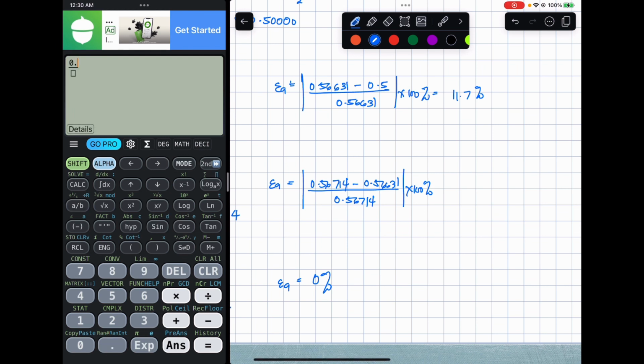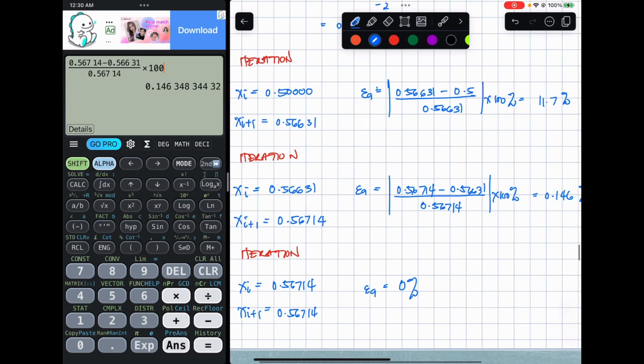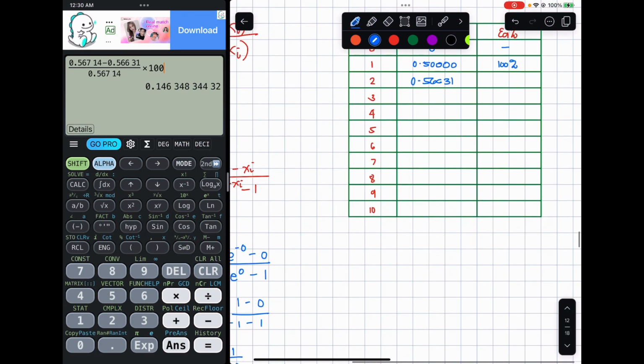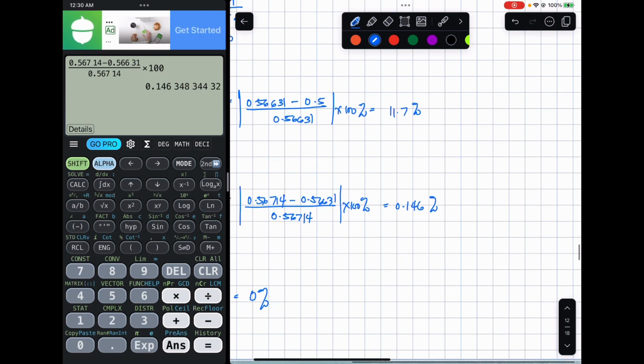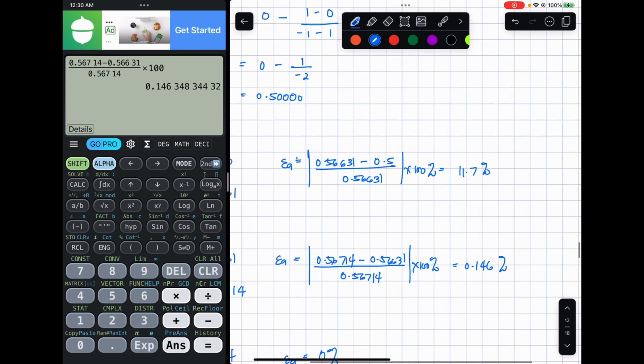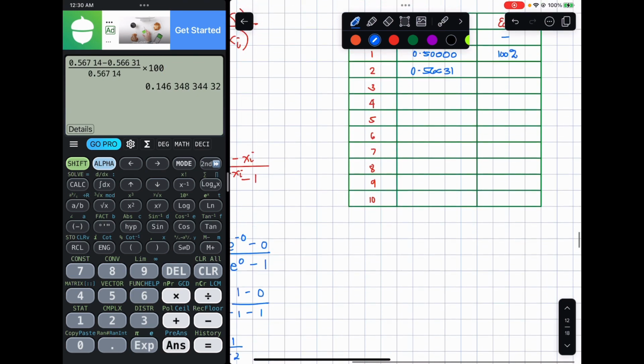So for the other one, 0.56714 minus 0.56631 over 0.56714, times 100, so that is 0.146%. So as you can see here, for the third iteration, 0.56631, that's 11.7%.